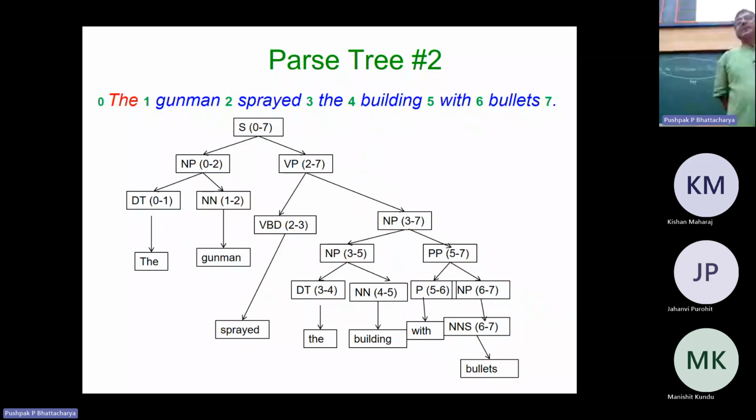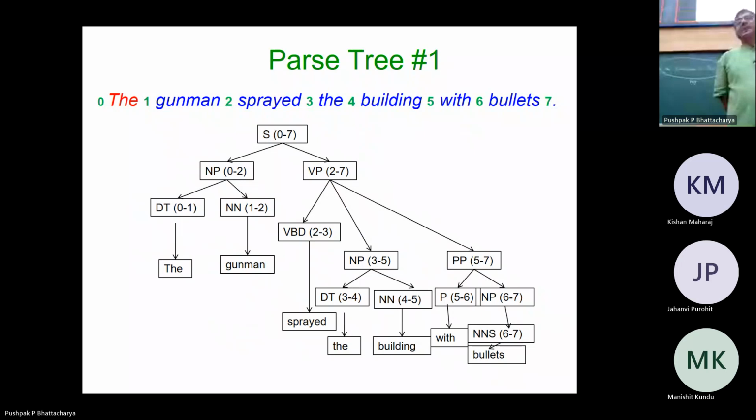So both the trees are possible, though semantically this is more viable. So gunman has the bullet, right? So gunman and bullet has a very strong association. In today's NLP, that is deep learning based NLP, this strong association is captured by self-attention. Okay, bullets go with gunmen.